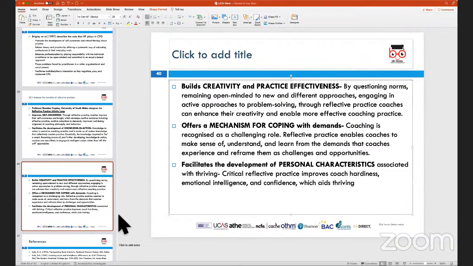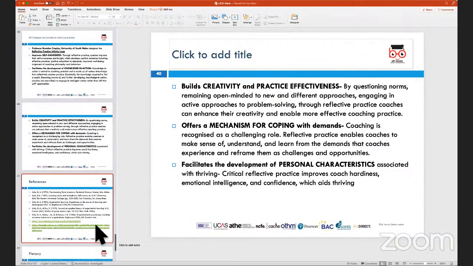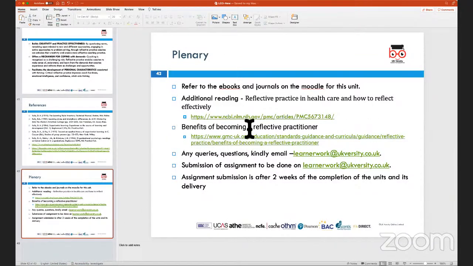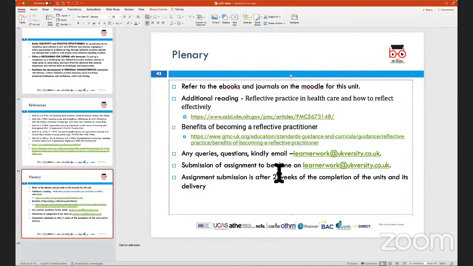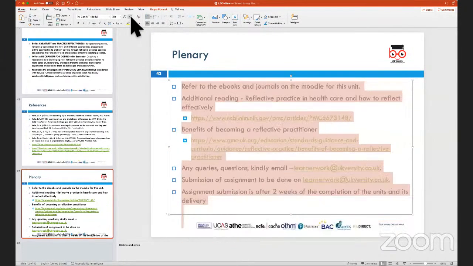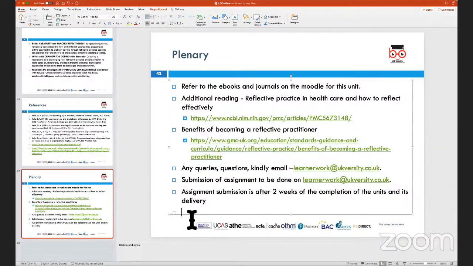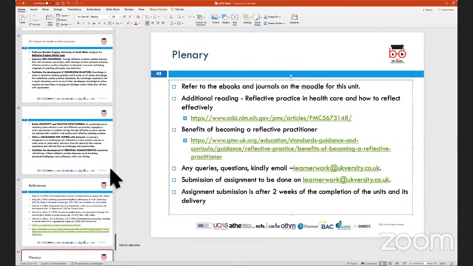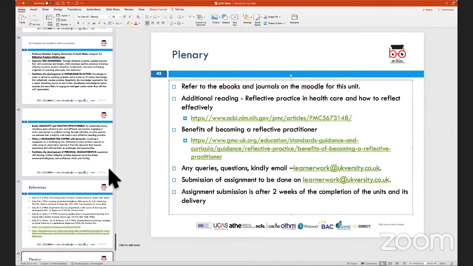Now, there is a PDF which I put on Moodle, which is going to be talking about the benefits of being a reflective practitioner. And this particular PDF is the one which Professor Cropley has designed, and that is the reflective infinity loop, which is available, that you need to go in and read. So any questions at this stage?